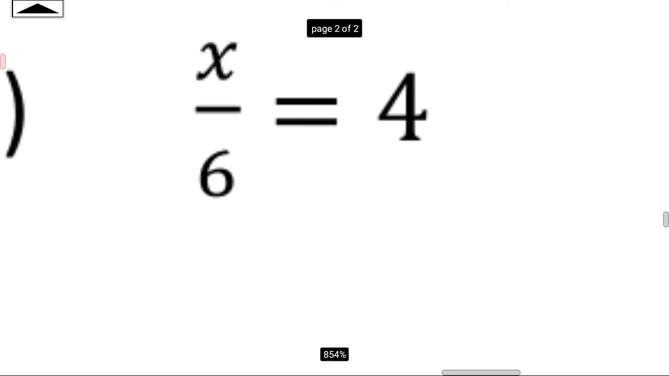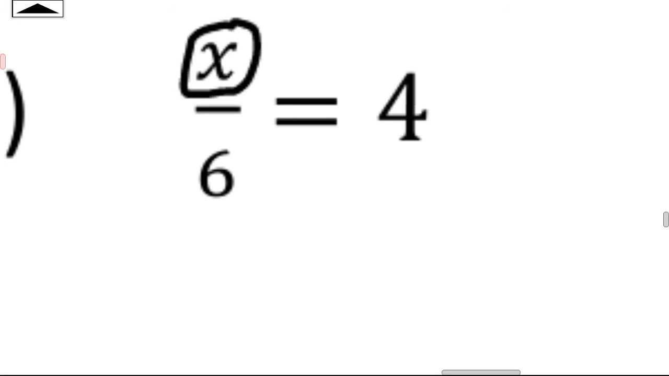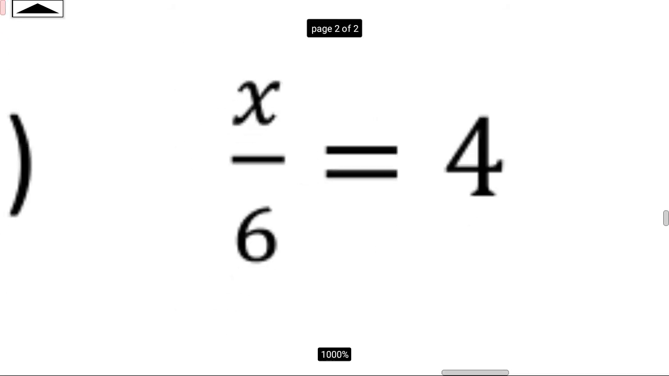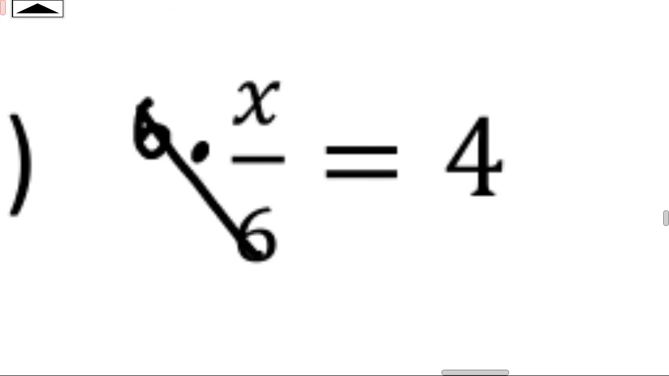I want to get x by itself. What operation am I trying to undo? This is division. How do I undo division? Multiplication. Now, would it make any sense to multiply by a 4? No. How about a 6? Okay, 6 divided by 6 is 1. So I just get x left over.